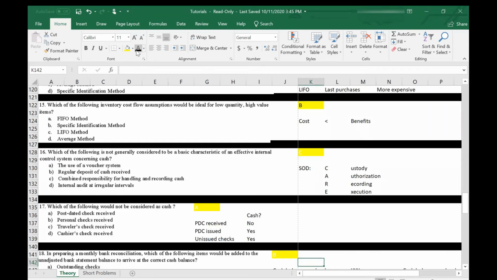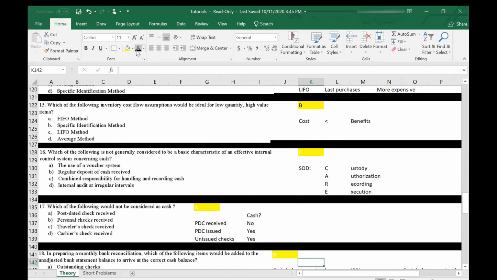Number 16. We're done with inventory. Let's now proceed to cash. Which of the following is not generally considered to be a basic characteristic of an effective internal control system concerning cash? So let's do this one by one. A, the use of a voucher system. Yes, it's a good method because the voucher system is very apparent under the petty cash fund. We have the imprest system wherein you have vouchers, and the imprest system is actually a control for cash.